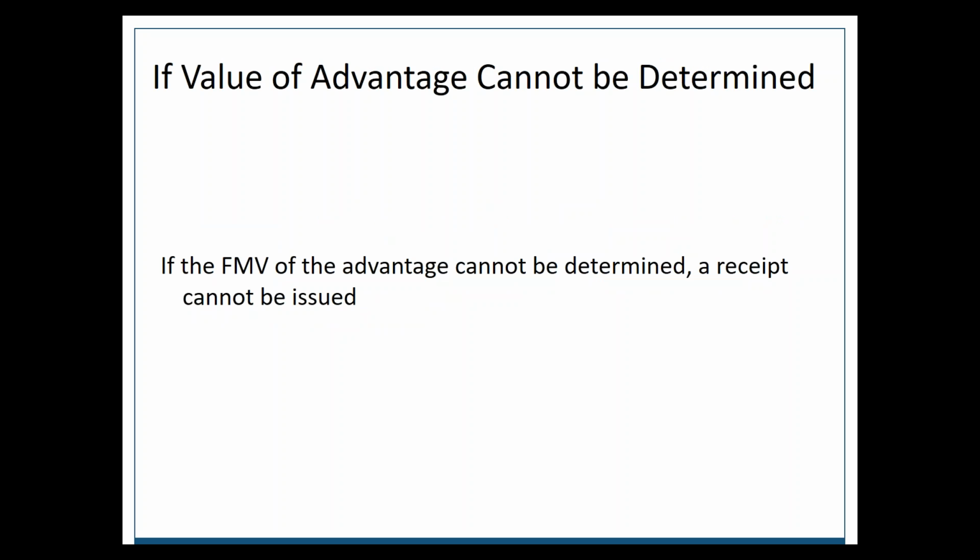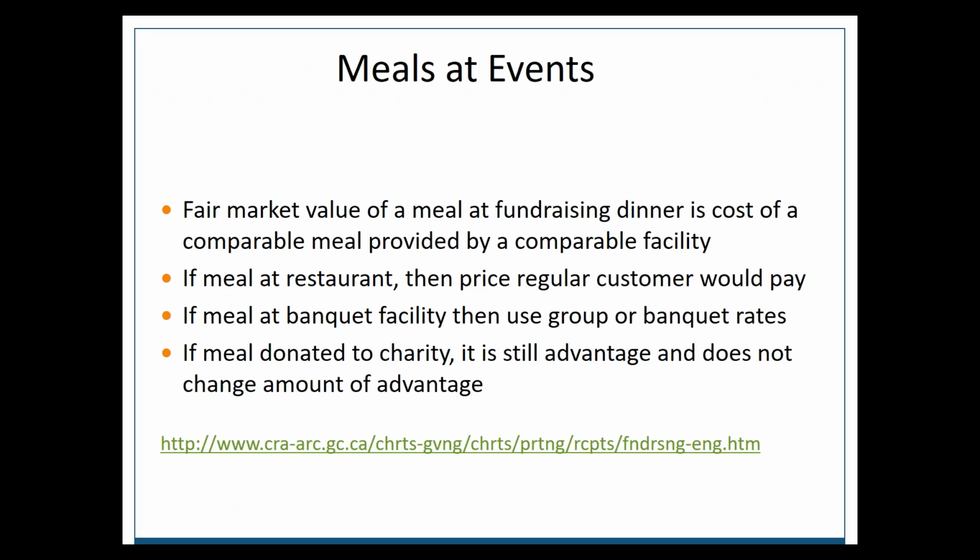The other thing to keep in mind is that if the fair market value of the advantage cannot be determined, a receipt cannot be issued. So do yourself a favor: don't give things that have value but that you can't determine to a person, otherwise you won't be able to issue them an official donation receipt.